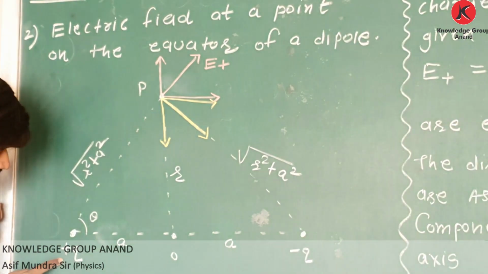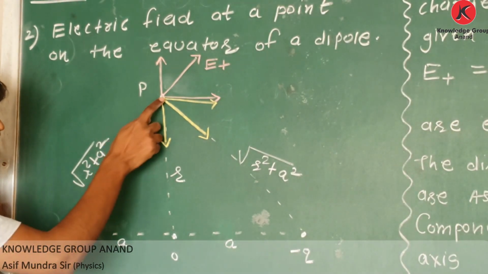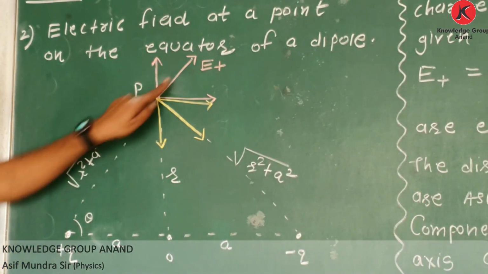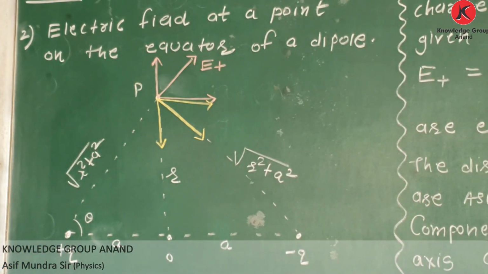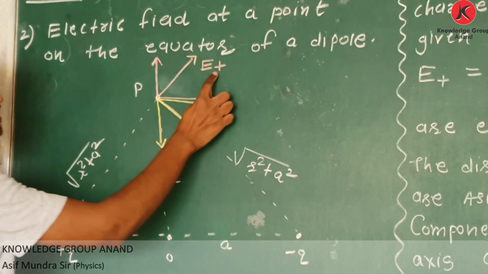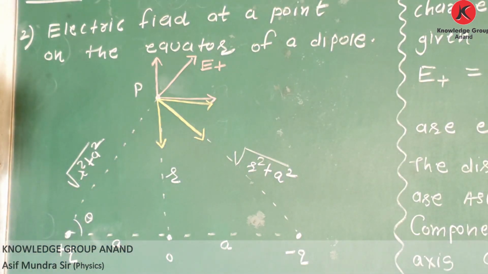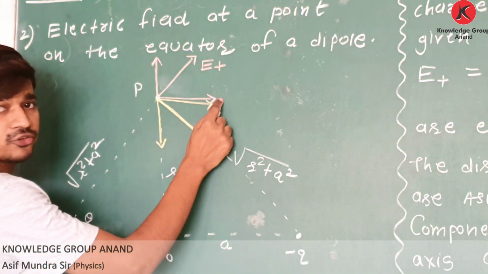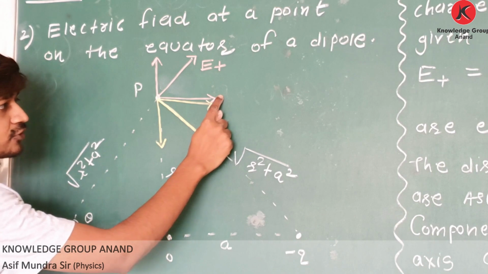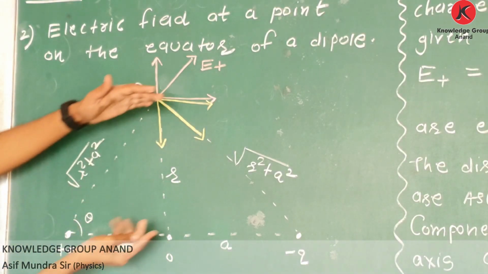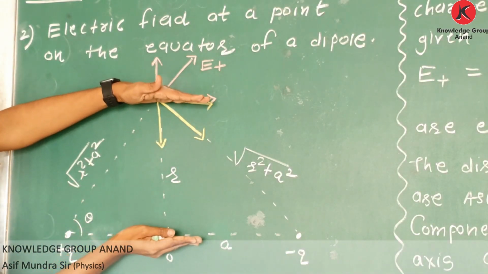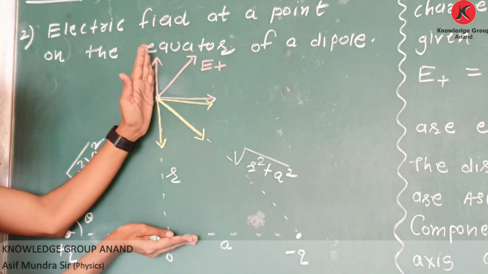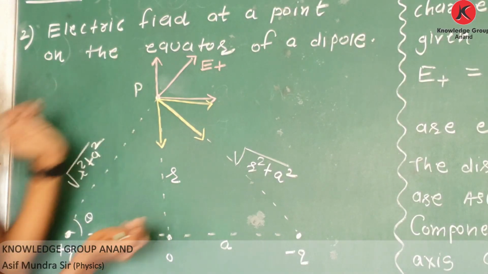Due to this plus q charge, the direction of electric field at point P is away, so it is E plus. Now we have to resolve this E plus into two components. One is this and another is this. This component is called parallel to axis, and this component is called perpendicular to axis.